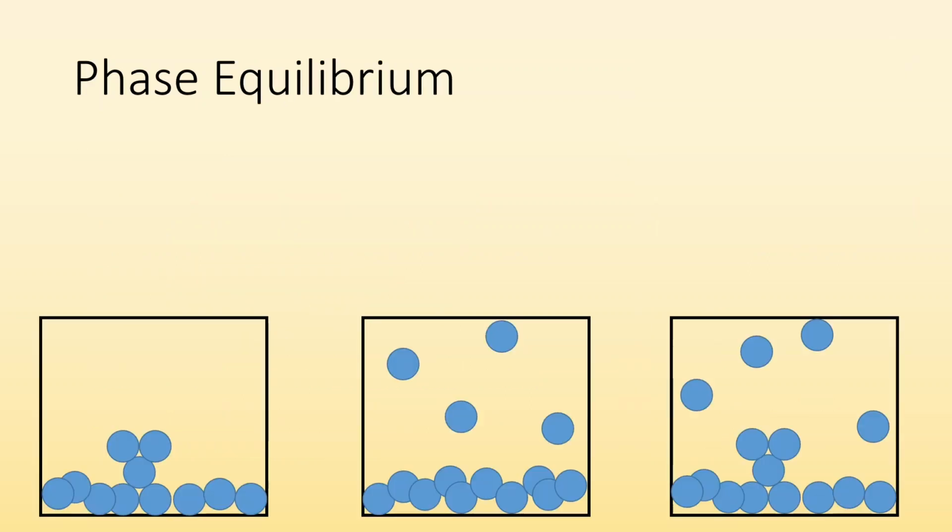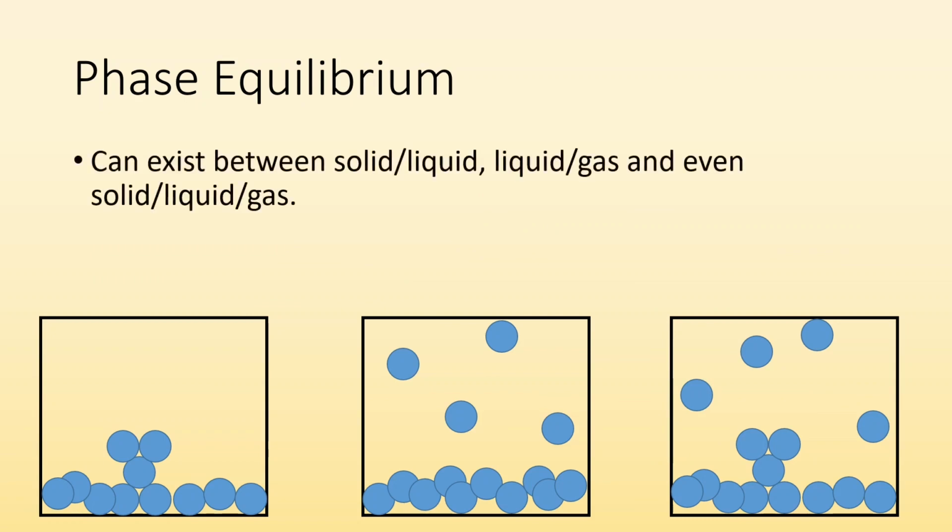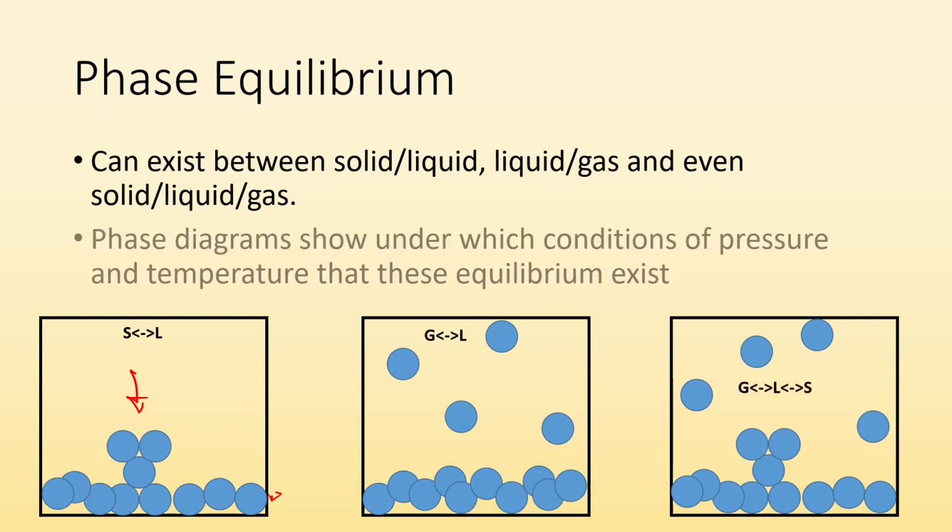All right, so let's talk about phase equilibrium. We know that we can have phase equilibriums between solids and liquids, liquids and gas, and we can even have it between all three, right? So here on the left, we have solid liquid equilibrium. You can see that there's a solid particle here, definite shape, definite volume, but then we got liquid, right? We could also have gas and liquid equilibrium, as well as, hey, here's a mixture of all three. Phase diagrams are going to show under which conditions of pressure and temperature that these equilibrium exist.